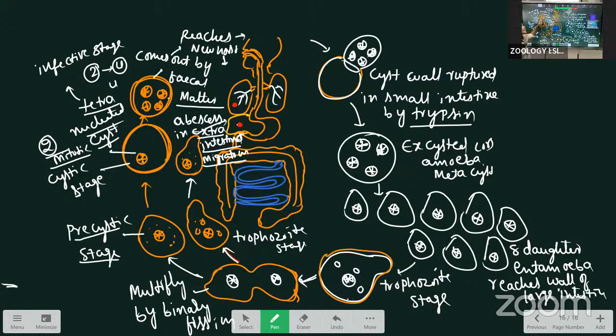The tetranucleated cyst is another stage, called the encyst. Encystation means the cyst is forming. Here they are losing it, and that's why we call it an excysted Entamoeba. Here, excystation means the cyst wall is ruptured.